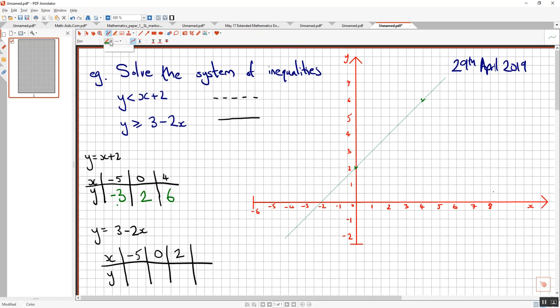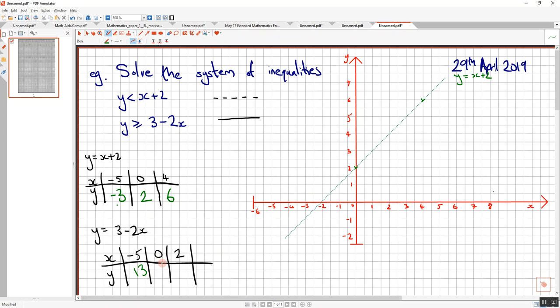Okay. So make sure you label these. So this one, this line is y is equal to x plus 2. Okay? For the next one, we've got 3 take away 2 times -5. What does that give me? 13. Gives me positive 13. We can use our calculator. I put -5.